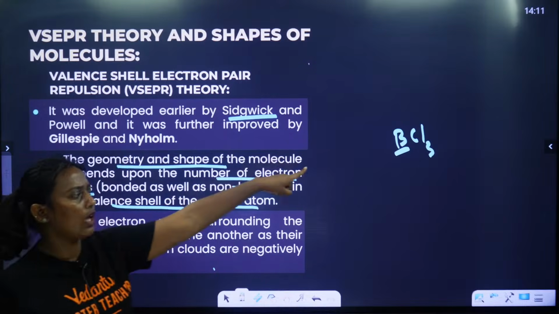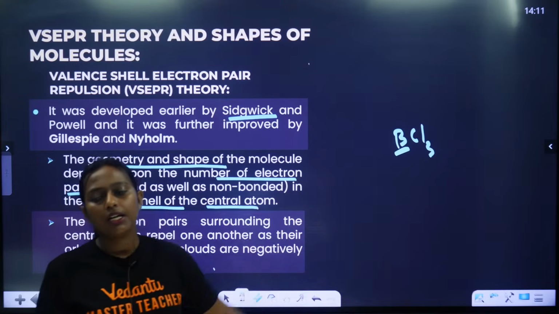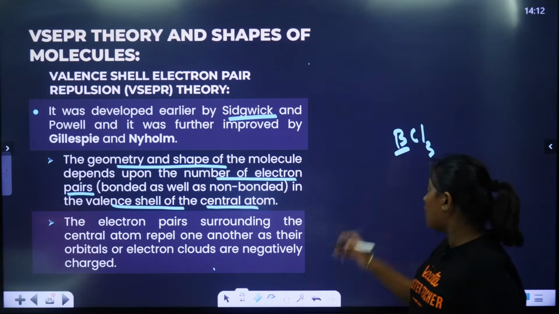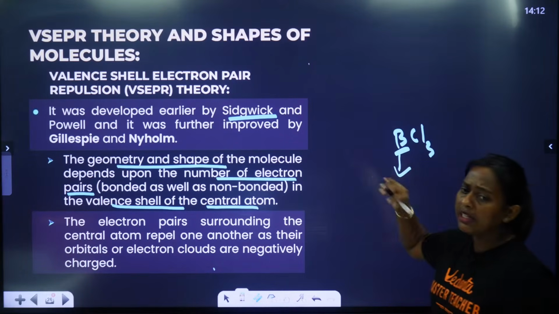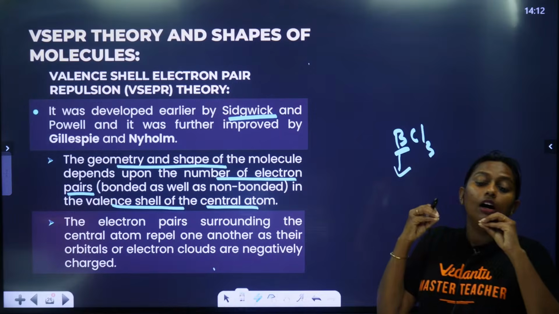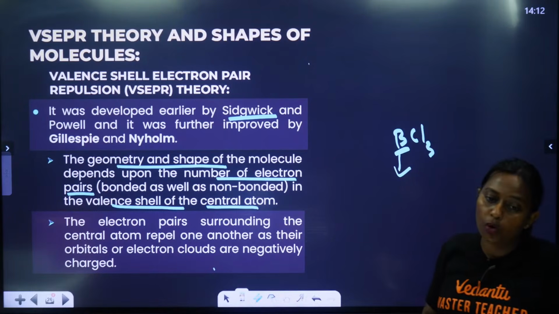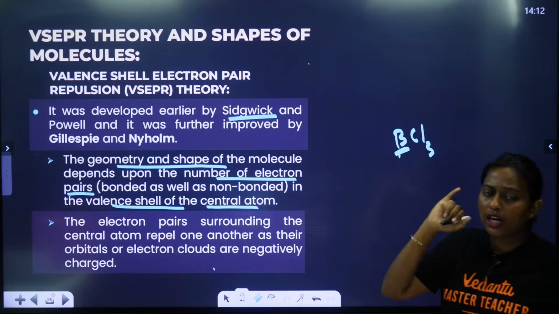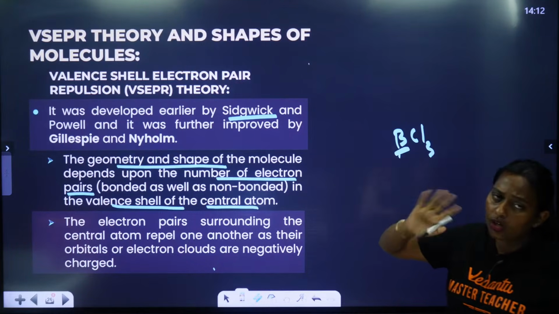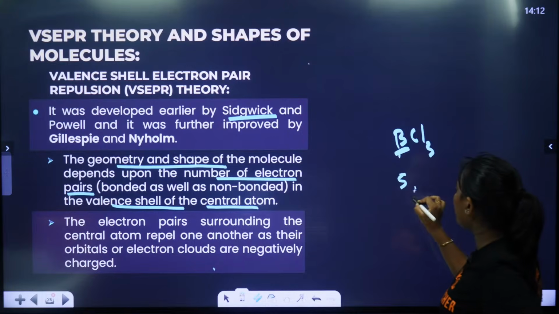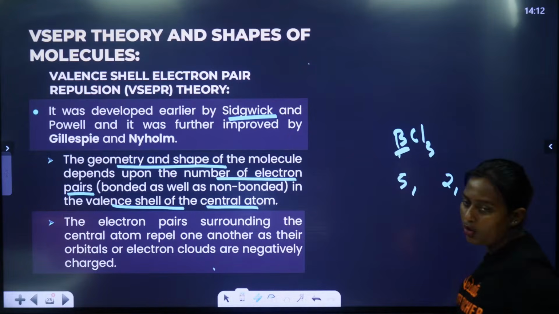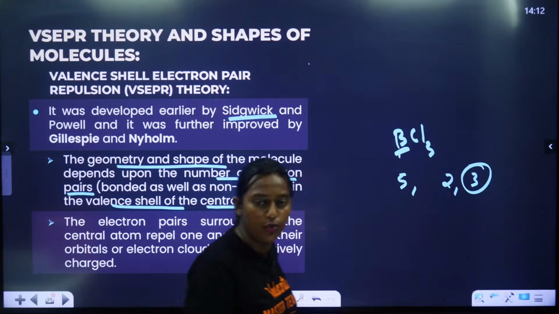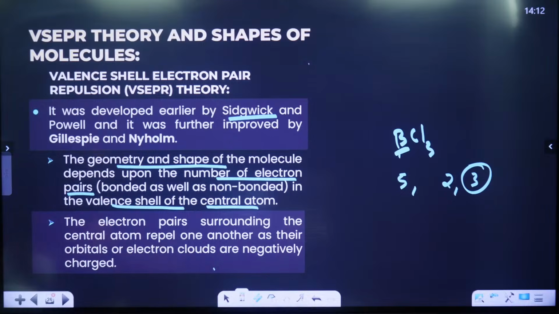Here we know that B is the central atom. Boron is the central atom, and how many valence electrons are there in boron? We know that the atomic number is 5: hydrogen, helium, lithium, beryllium, boron. So the electronic configuration is 2, 3. This boron contains 3 electrons in the outermost shell.